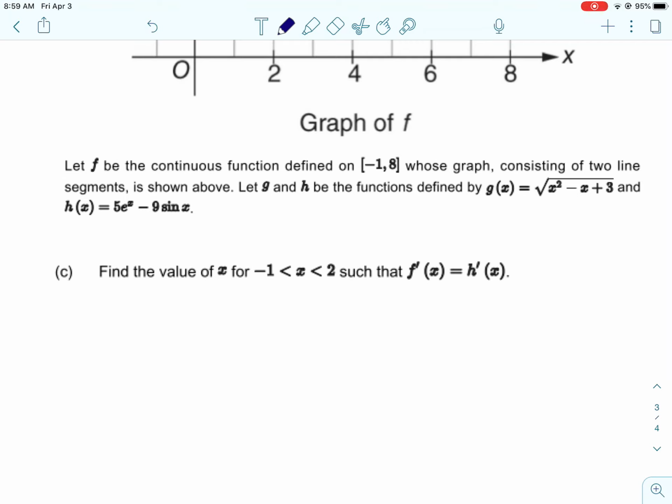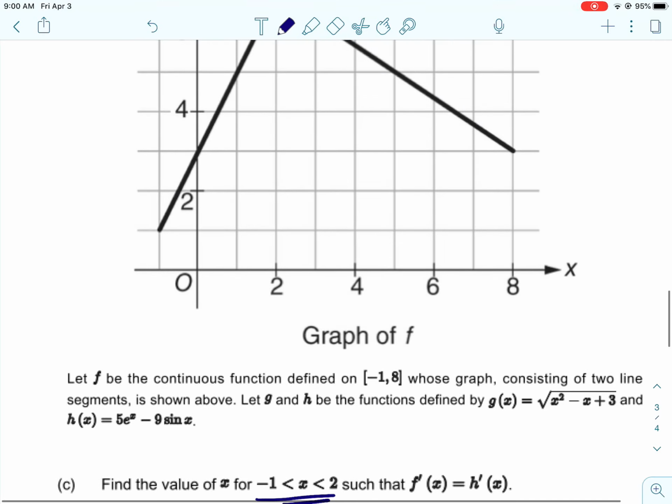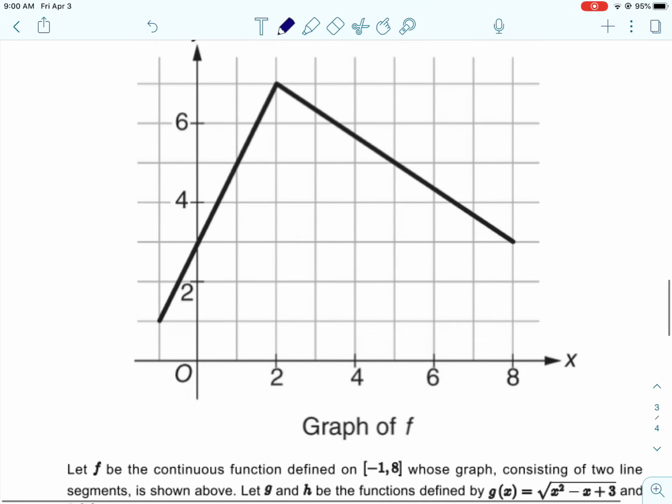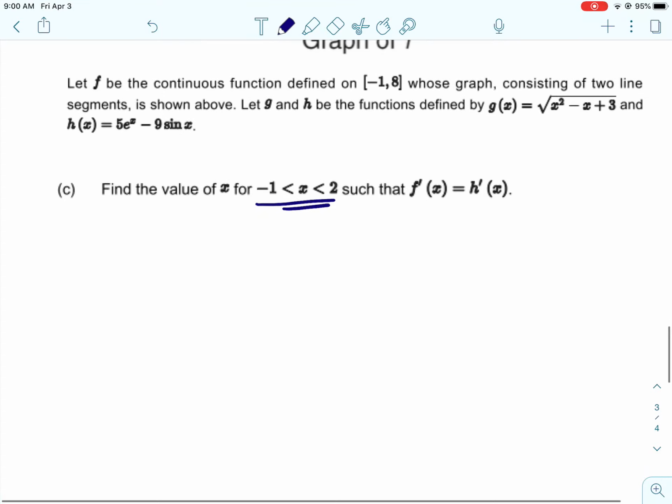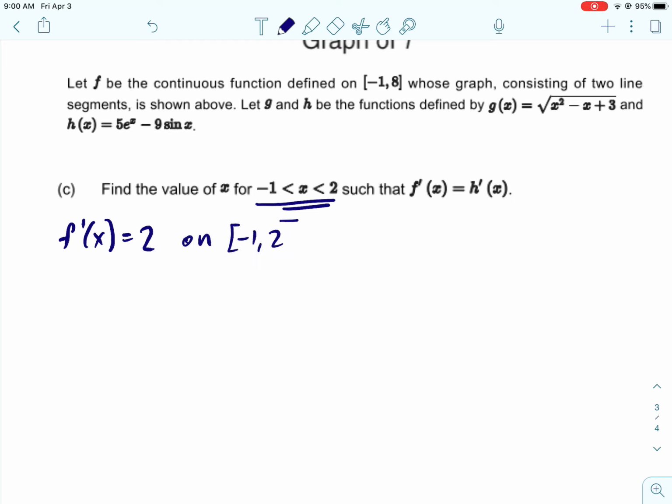Okay, and then on this one, we are going to use h. So we're told that f prime of x equals h prime of x. Oh no, I'm sorry. We're going to find the value of x for when f prime of x equals h prime of x. And we're only using the interval from -1 to 2. So if I look at the graph on the interval from -1 to 2, what is f prime of x? It should be the slope of this line. And the slope of that line is 2.